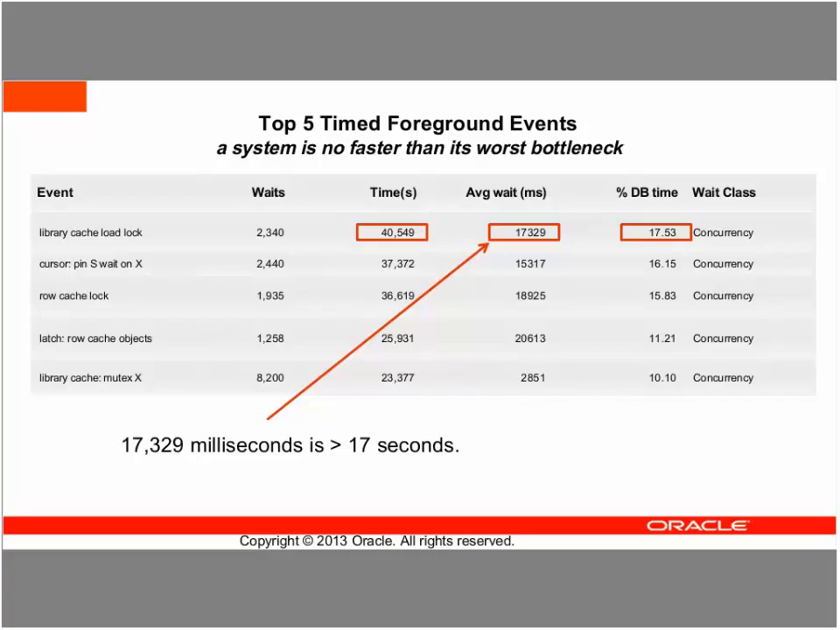Then when some other session, while we're constructing that cursor, comes along and tries to execute it, it sees library cache load lock. That means I'm waiting for that cursor to be constructed. So it's like read by other session, but it's building a cursor by other session. That's what that means. So 17 seconds is a very long time for that to be taking place, and we know it's related to parsing.